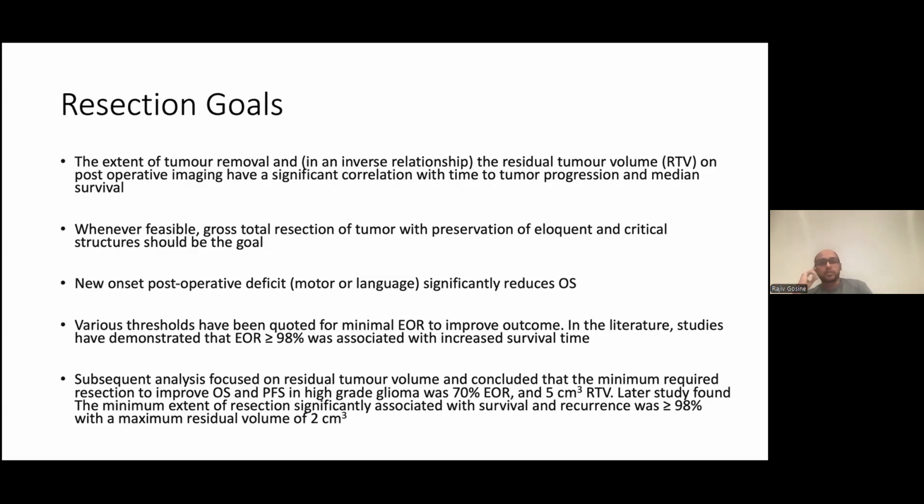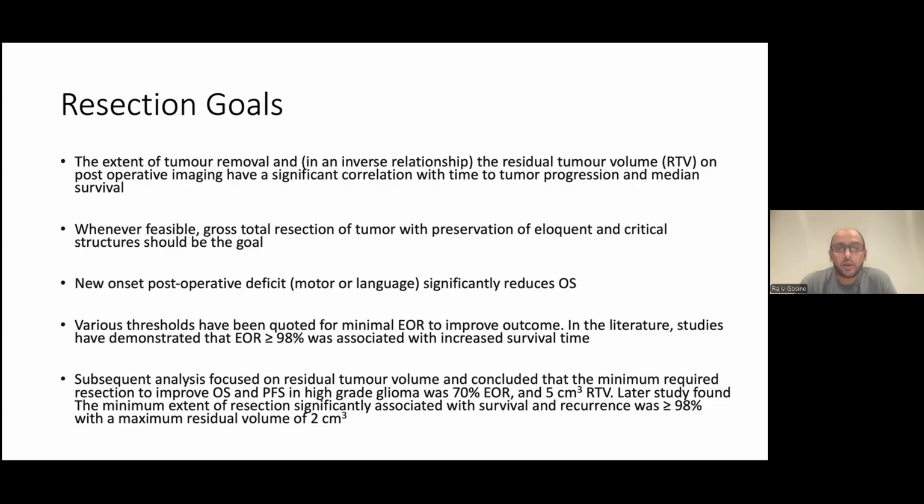When feasible, gross total resection with preservation of eloquent and critical structures should always be the goal. New onset postoperative deficit in motor or language function is associated with a significantly reduced overall survival. Various thresholds have been quoted in the literature for the minimal extent of resection to improve outcome. Studies have demonstrated that an extent of resection of greater than or equal to 98% was associated with increased survival time.